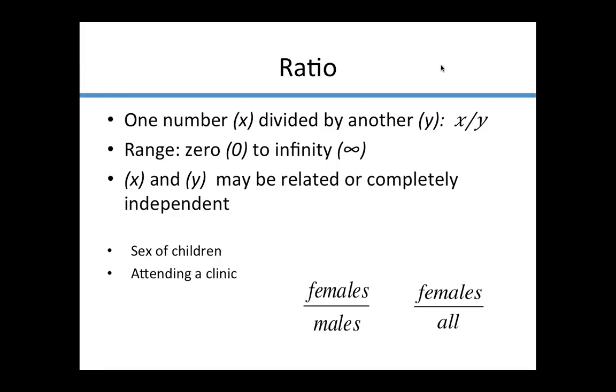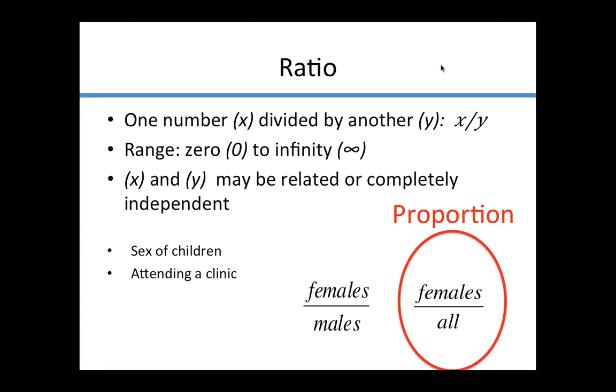Ratios have numerators on the top usually and denominators on the bottom. So a ratio is one number divided by another, or x over y. And the range of a ratio typically is 0 to infinity. For example, if the denominator is 0, the ratio will be infinity. If the numerator is 0, the ratio will be 0. So X and Y may be related or completely independent.